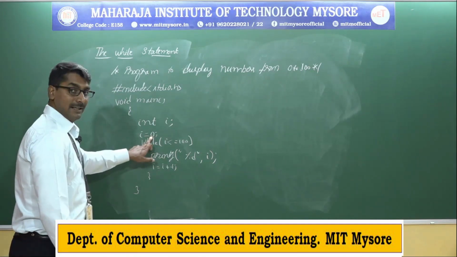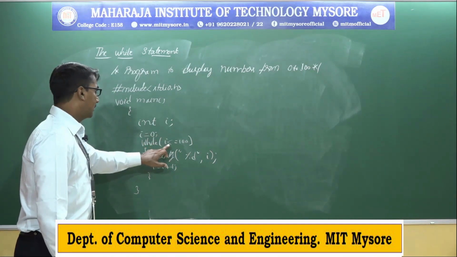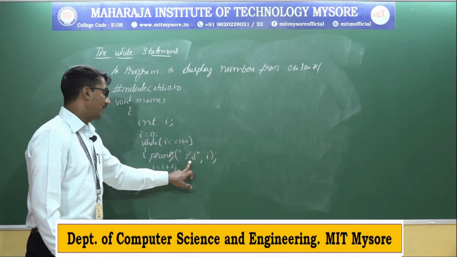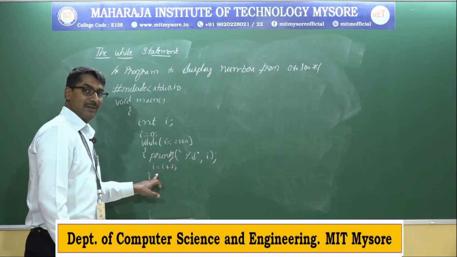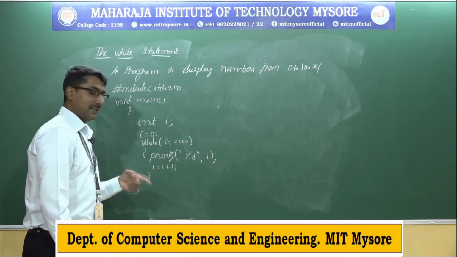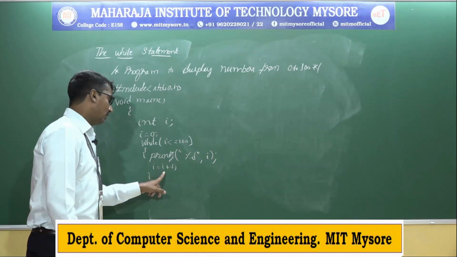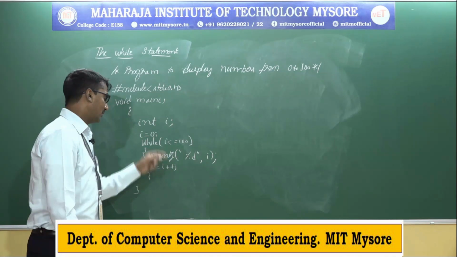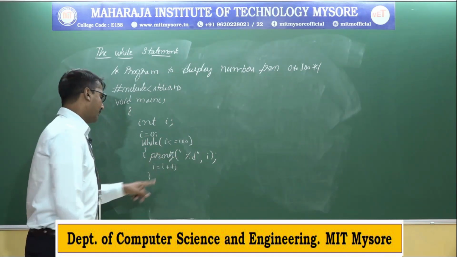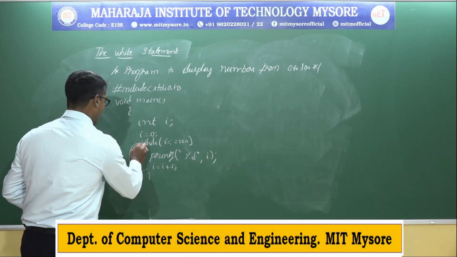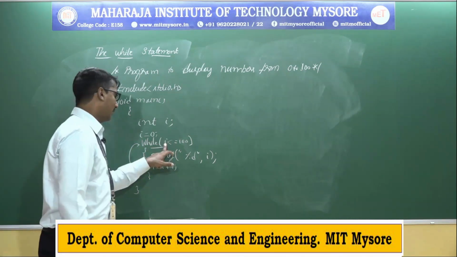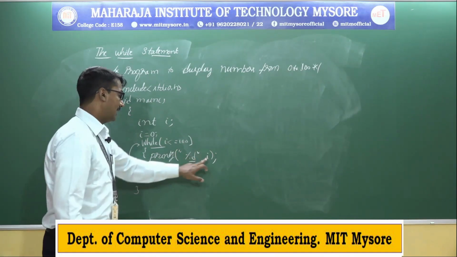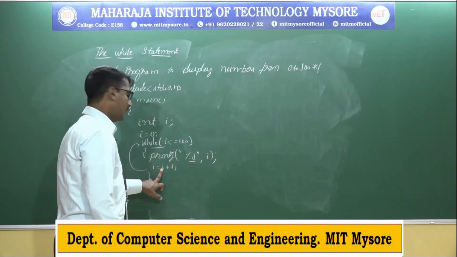Here first i is equal to 0. After checking the condition, it will display the value of i. Now the i value is 0. Now the i value is incremented by 1. i is equal to i plus 1 means i is equal to 0 plus 1, which is 1. Now the value of i is equal to 1. Now the control is transferred back to the while statement. Here it will verify the condition 1 less than or equal to 100. The condition is true, then printf("%d", i). Now the value of i is 1, and it will display 1.